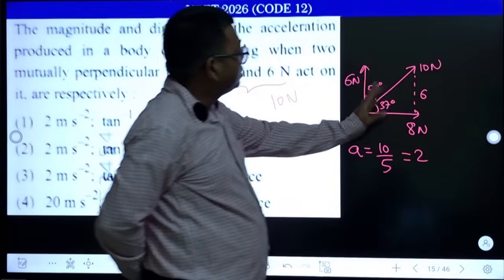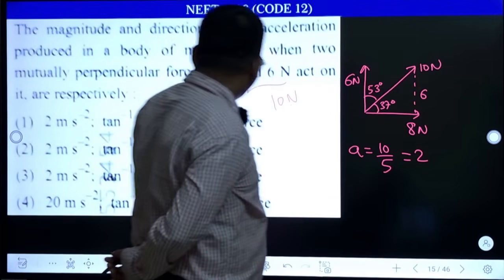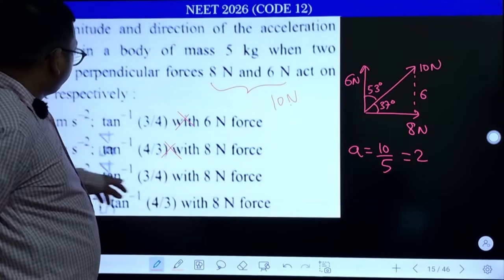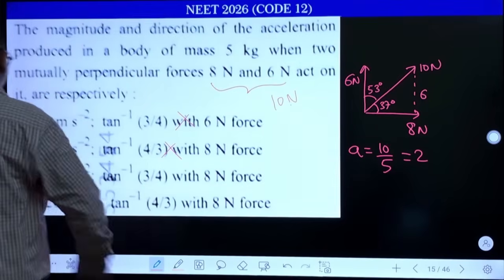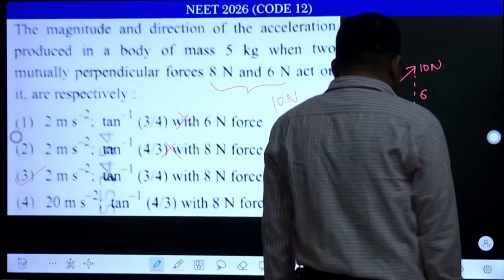With 8, how much is it? This is 3 by 4, so definitely this is also not correct. Okay, with 8, 3 by 4, this is correct. So option 3 is going to be correct, right? Let us go forward.